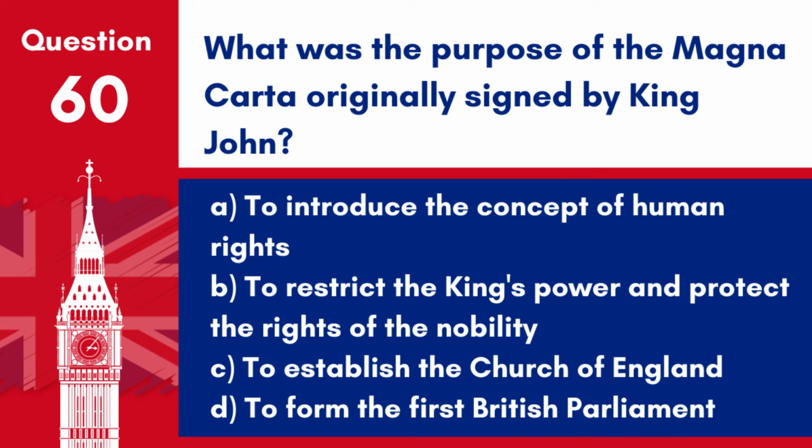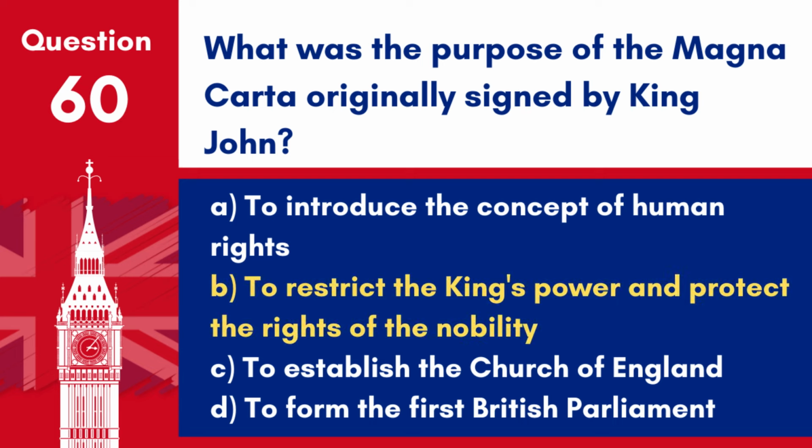Question 60. What was the purpose of the Magna Carta originally signed by King John? A. To introduce the concept of human rights. B. To restrict the king's power and protect the rights of the nobility. C. To establish the Church of England. D. To form the first British Parliament.